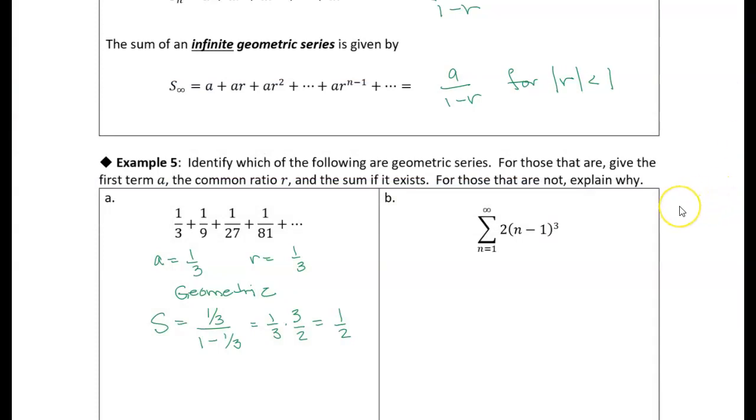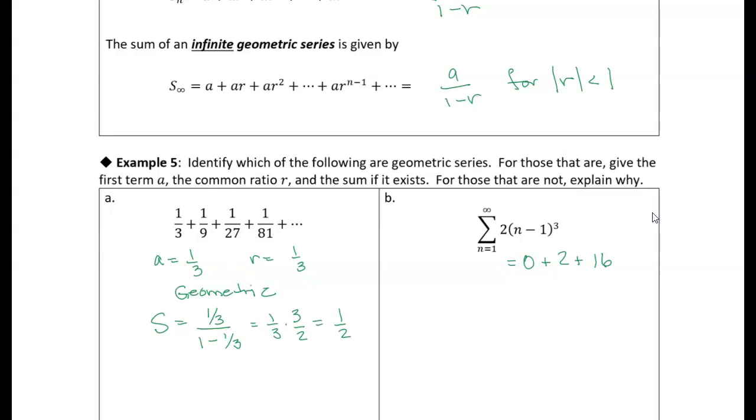All right, let's go on to the next example. So we want to find out if this is geometric. Well, all right, let's start writing out some terms here. Now when I put in n equals 1, right, n minus 1 is 0, so I just get 0. And I put in n equals 2, 2 minus 1 is 1, 1 cubed is 1, so I get 2. And then n equals 3, right? So 3 minus 1 is 2, 2 cubed is 8, 8 times 2 is 16.